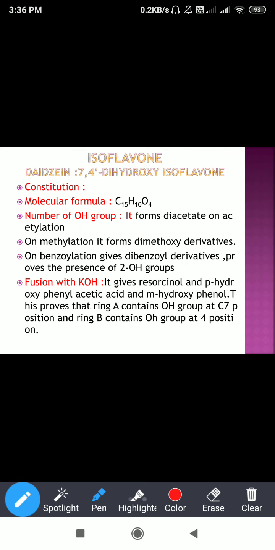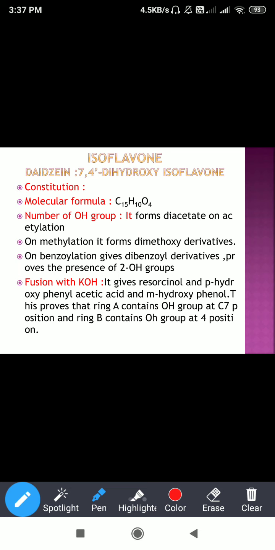So let's see daidzein. The IUPAC name of daidzein is 7,4'-dihydroxyisoflavone. So daidzein has an isoflavone nucleus in its structure and two hydroxyl groups present at the 7 and 4' positions. Let's see the constitution. The molecular formula of daidzein is C15H10O4. For the number of hydroxyl groups, it forms a diacetate on acetylation, on methylation it forms a dimethoxy derivative, and on benzylation it gives a dibenzyl derivative. The formation of the diacetyl, dimethoxy and dibenzyl derivatives proves the presence of two hydroxyl groups.